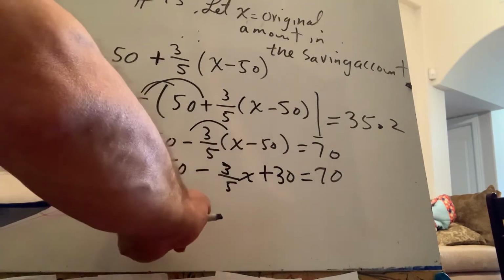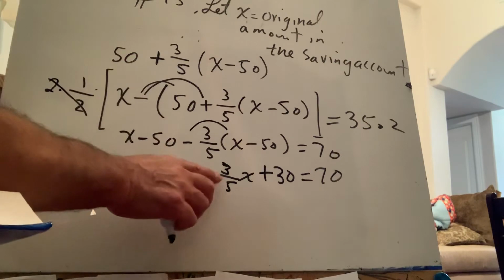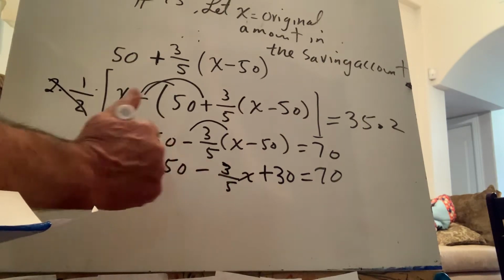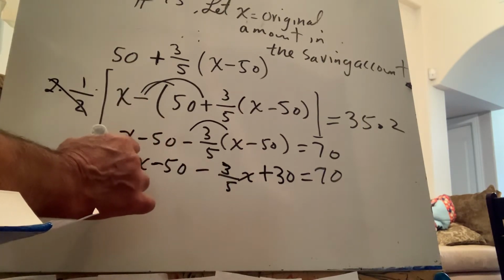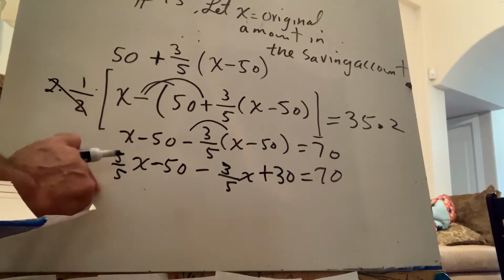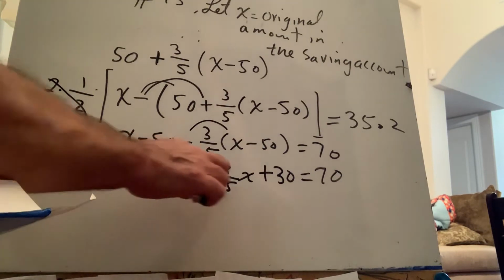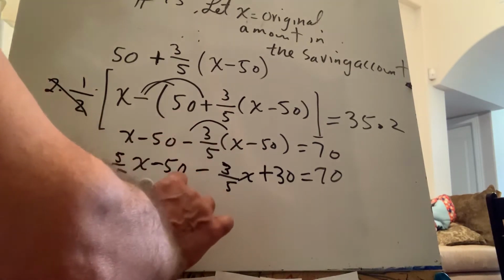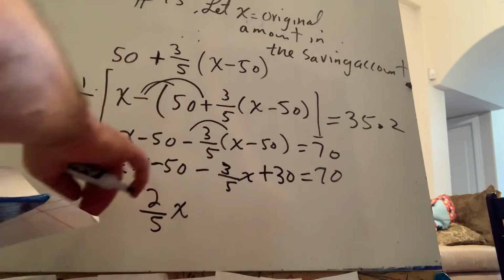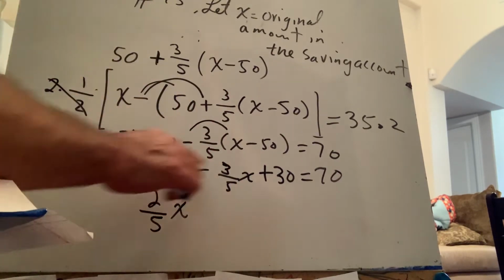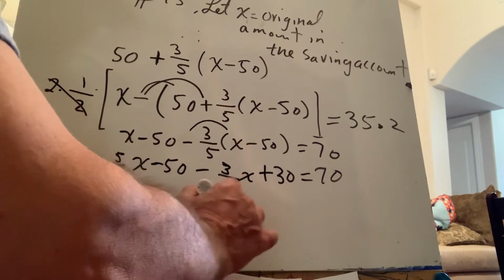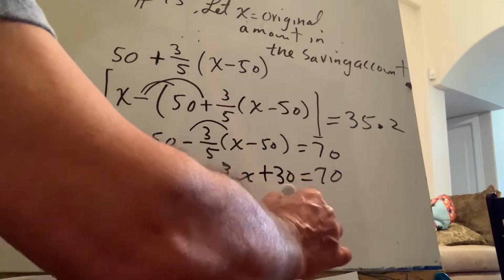So I'm going to combine the like terms. Now remember, because we have 3/5 X, if you're going to combine them, you need to write this also as 5 over 5 X, which is the same thing as 1X. So you want the same denominator. So 5 minus 3 becomes 2. So 2/5 X is what your X term will combine to be. Negative 50 plus 30 becomes, of course, minus 20. And that all equals 70.